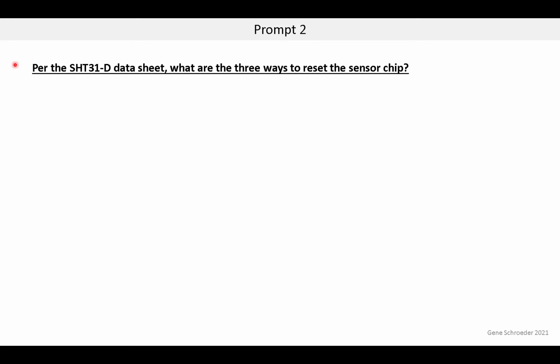Per the data sheet, what are the 3 ways to reset the sensor chip? Well, there's a soft reset, which is actually an I2C command. We haven't looked at that command, but it's something we could implement. You can pulse the N reset pin, and that's actually what I did in the demo when we got that chip where it was holding the clock signal down. Or you can power cycle the chip.